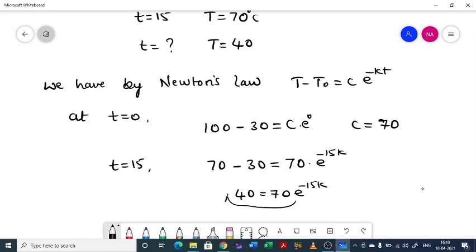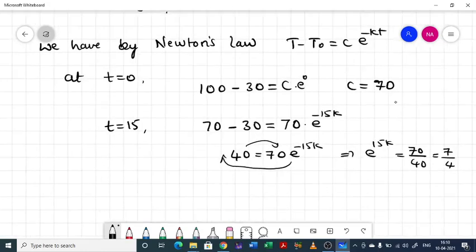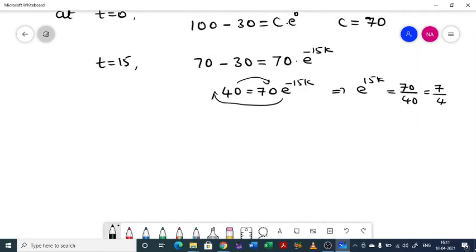Taking this exponential to this side and the 40 to the other side, it will be e power 15k equal to 70 divided by 40, that is 7/4. So here 15k will be equal to log of 7/4. So finally we will be getting k approximately equal to 0.0373.